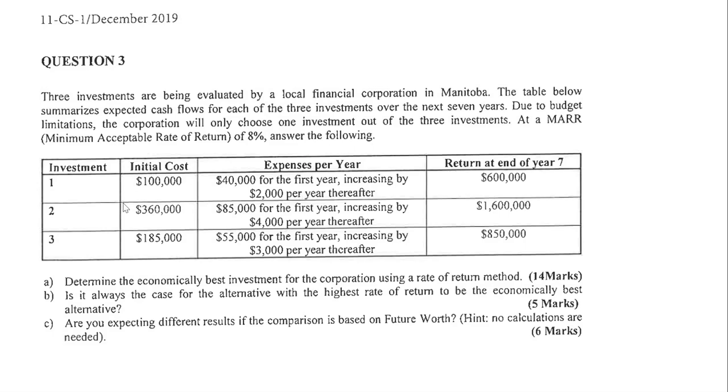Answer the following. As you can see, this is the project: the first, second, third project. We have to choose which one, and tell the company which one is better and more beneficial for them to choose. They have different initial costs, different expenses per year, and different return at the end of the 7th year. In part A, determine the economically best investment for the corporation using a rate of return method.